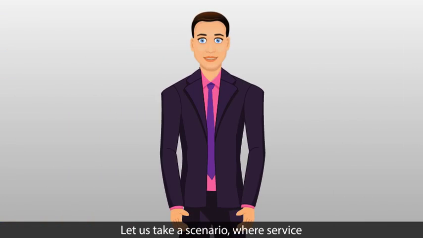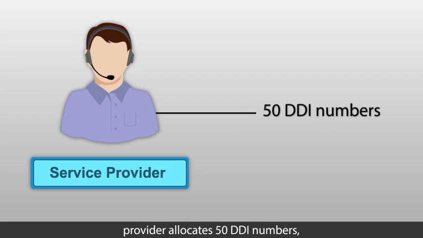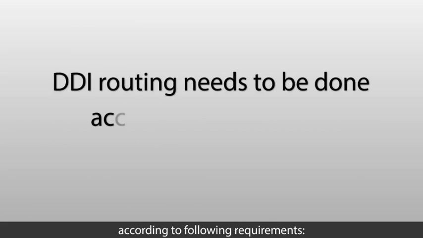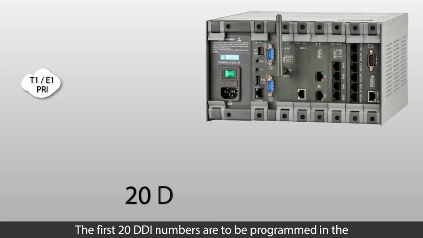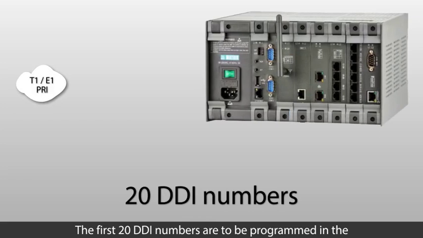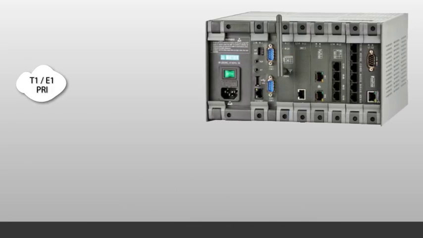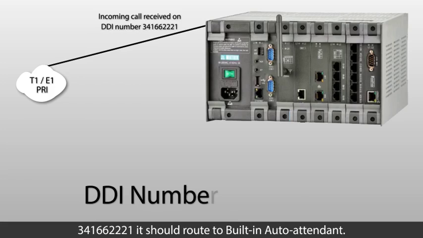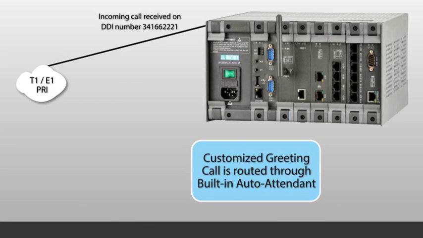Let us take a scenario where the service provider allocates 50 DDI numbers and DDI routing needs to be done according to the following requirements. The first 20 DDI numbers are to be programmed in sequence as the flexible numbers in the Eternity. For an incoming call on DDI number 341662221, it should route to the built-in auto-attendant.